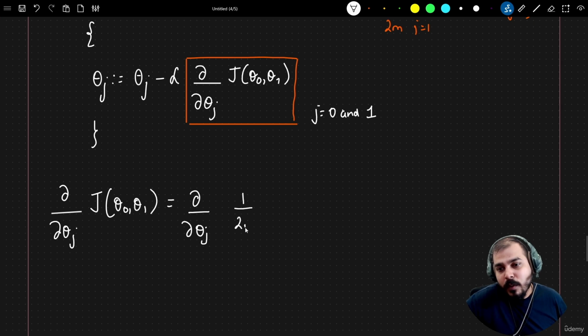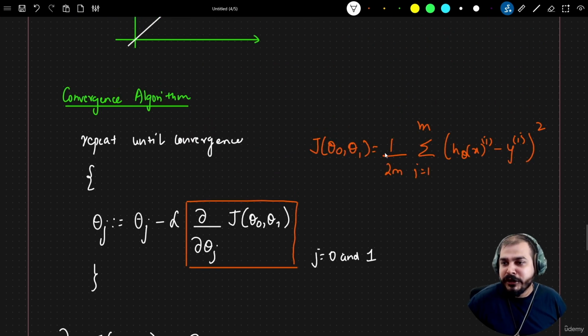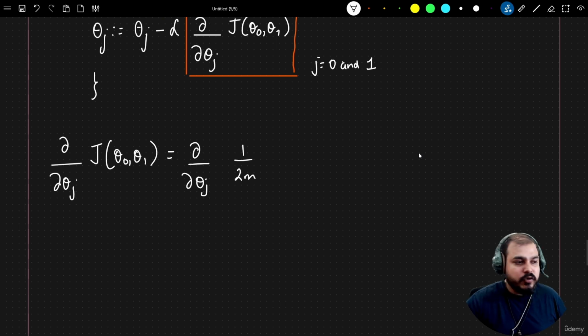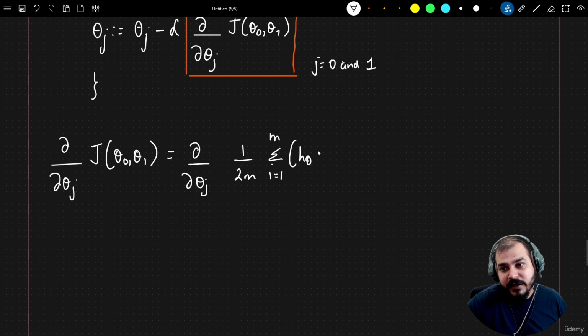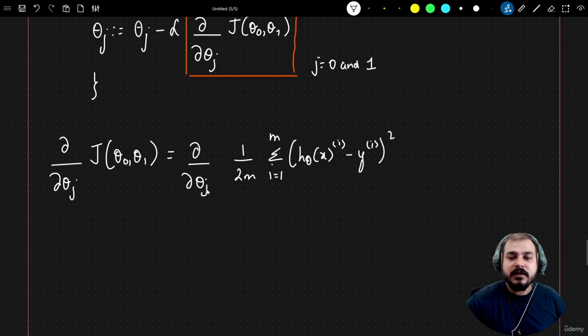1 by 2m. I'm just replacing J(theta 0, theta 1) with the cost function, whatever cost function I'm writing. So 1 by 2m, summation of i equals 1 to m, of h theta of x of i minus y of i, whole square. So this is my entire J(theta 0, theta 1), and let's go ahead and try to find the derivative of this.